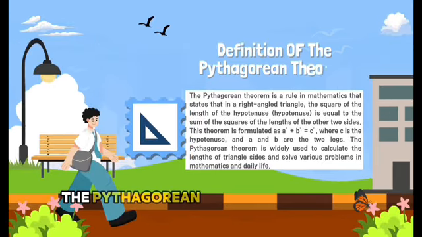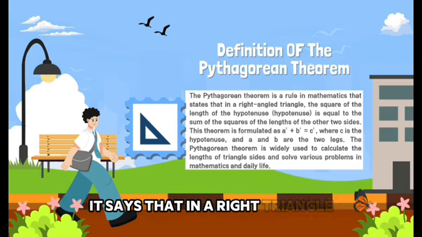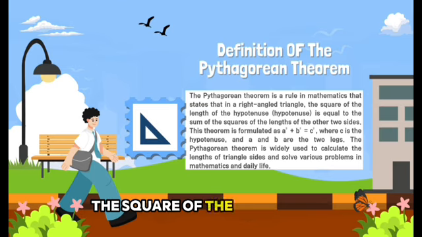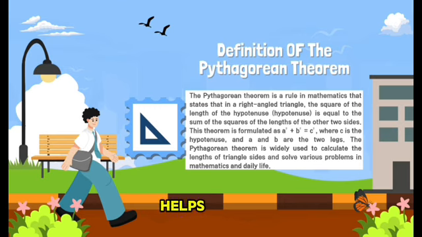The Pythagorean theorem is a rule in mathematics. It says that in a right triangle, the square of the hypotenuse is equal to the sum of the squares of the other two sides. The formula is a squared plus b squared equals c squared. Here, c is the hypotenuse or the longest side. A and b are the other two sides. This theorem helps us find the length of a missing side in a right triangle.